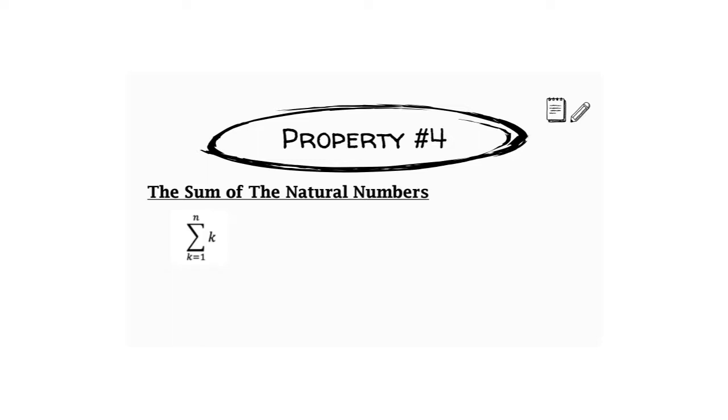Now we start to get into the properties where you've got to actually do a little maybe memorization. This is the sum from 1 to n of k. It's the sum of the first n natural numbers, so it's 1 plus 2 plus 3. We've seen this a couple times now. For example, we saw when Gauss added 1 to 100. We saw it in an induction proof.